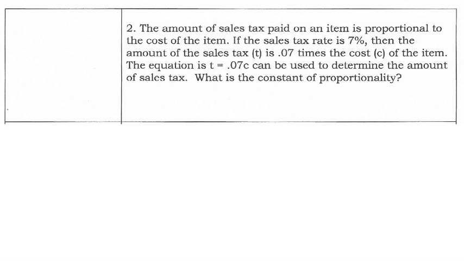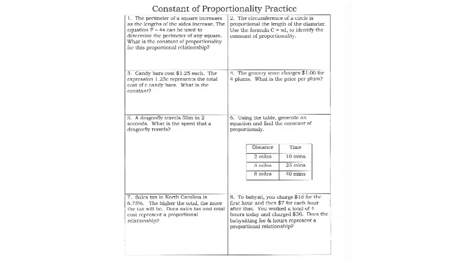So what is the constant of proportionality? Well, if you remember back to what I just told you, it's always the coefficient. So what's our coefficient? It's the number in front of the variable. So our constant of proportionality is 0.07, or you could say 0.07 over 1. At this time, please turn to your constant of proportionality practice page.